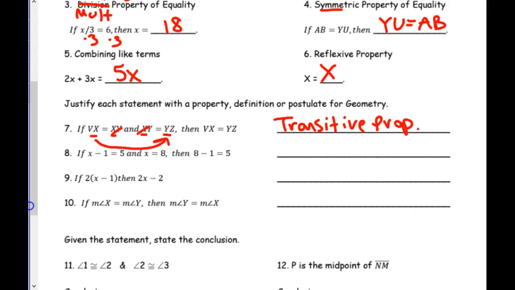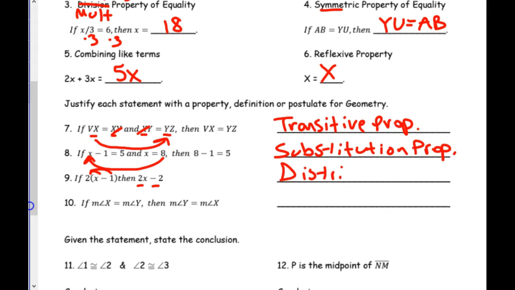Okay, x minus 1 equals 5, x equals 8, then 8 gets plugged into x. That's substitution property. Okay, when you distribute, 2 times x is 2x, 2 times negative 1 is negative 2, that is distributive property. If x is equal to y, then y equals x. Again, when you just flip it around, that's the reflexive property. My bad. It is not the reflexive property. It is a symmetric property.